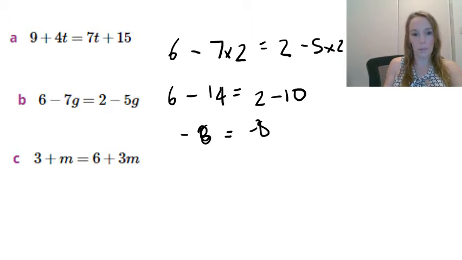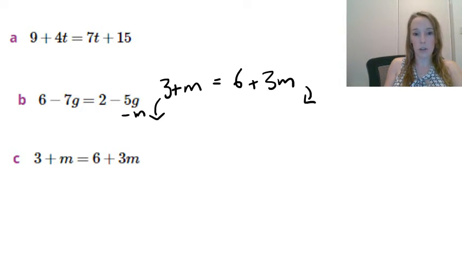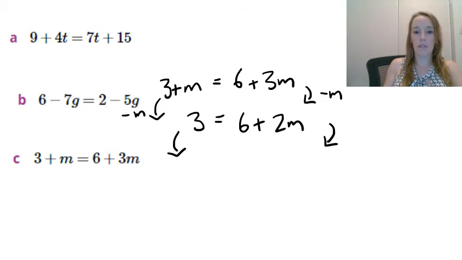g does equal 2. For our last one, we've got 3 plus m equals 6 plus 3m. Now, we're going to subtract the small one, which is just the m by itself, so subtract m from both sides. So 3 equals 6 plus 3m take m is 2m. Moving on to our next one. To get rid of that 6, we're going to have to take 6 because it's a positive 6. So that's going to give us negative 3 equals 2m.